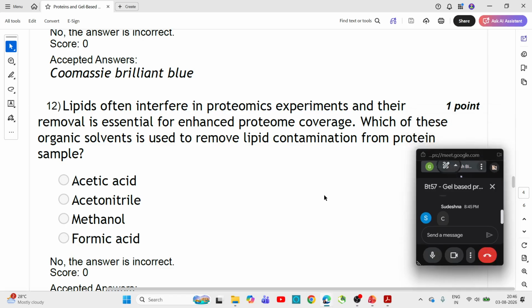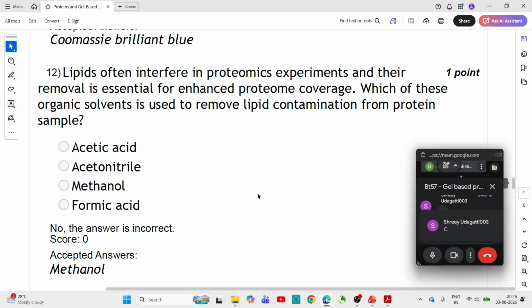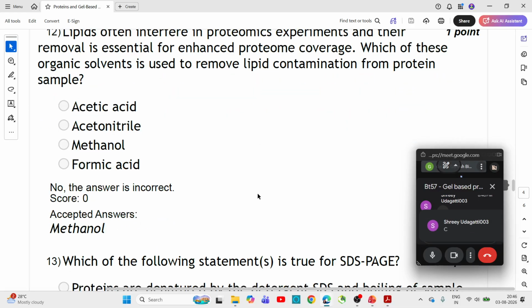So lipids often interfere with proteomics experiment and removal is essential. Which of this organic solvent is used to remove lipid contamination from protein sample? It's methanol.